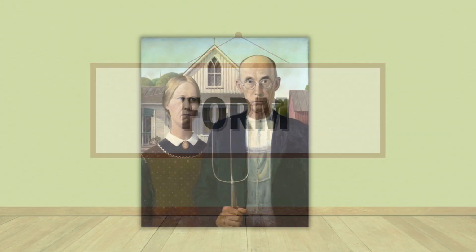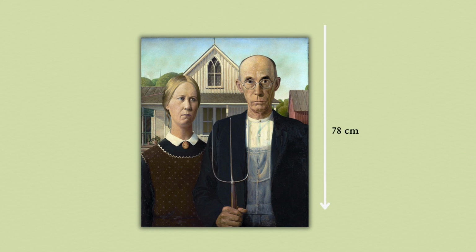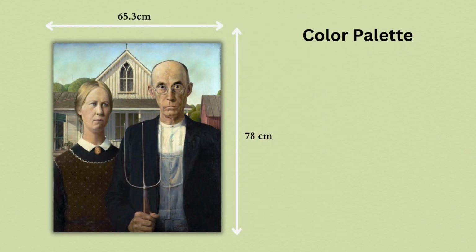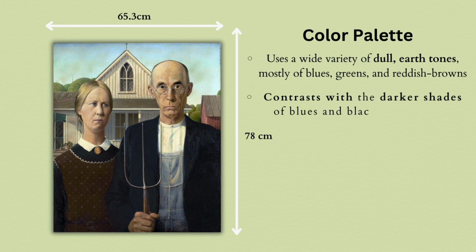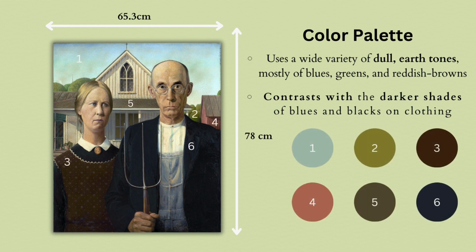Form. The American Gothic has the dimensions of 78 centimeters by 65.3 centimeters. When viewing the American Gothic, a pattern between the colors used in the piece can be traced. To depict the dreary, depressed tone of the Great Depression, Grant Wood uses a wide variety of dull, muted earth tones, most of which are dull blues, greens, and reddish browns. These dull but lighter colors contrast with the darker colors seen in the two subjects' clothing, creating a juxtaposition that makes the two subjects stand out more in the piece.